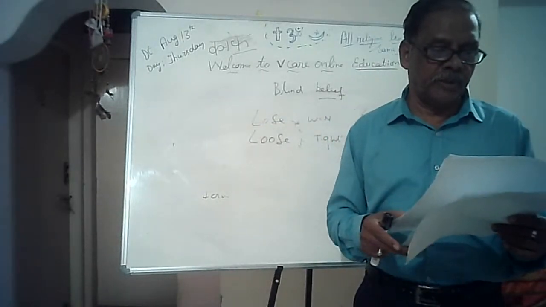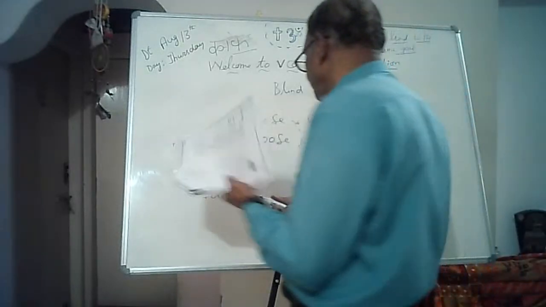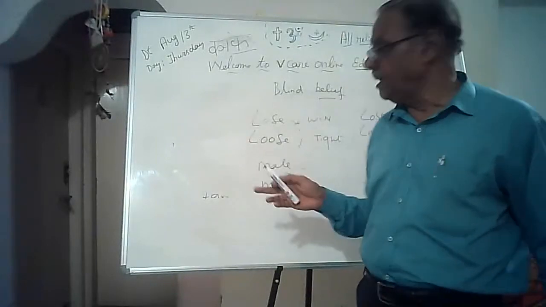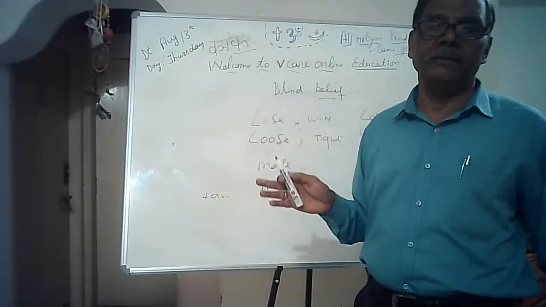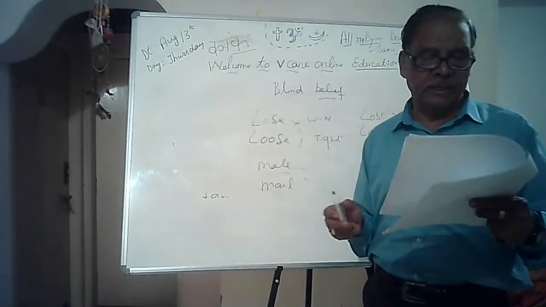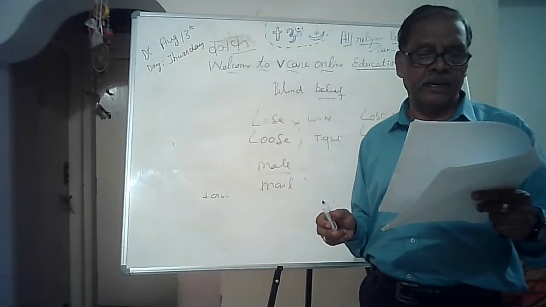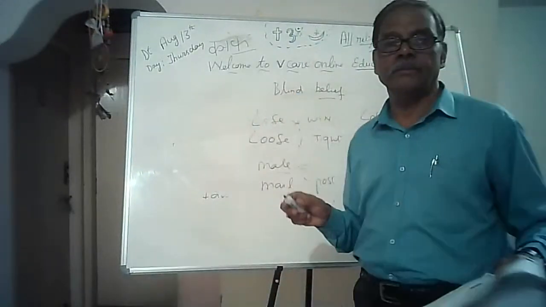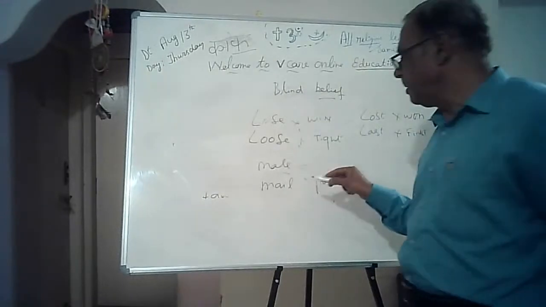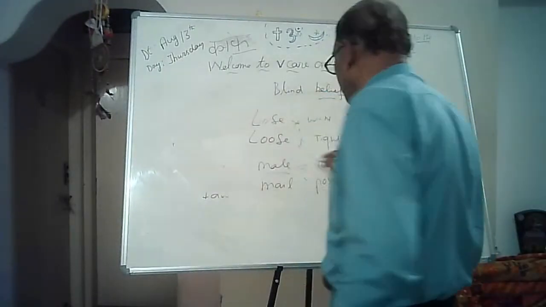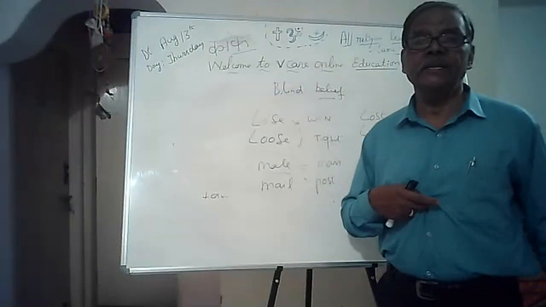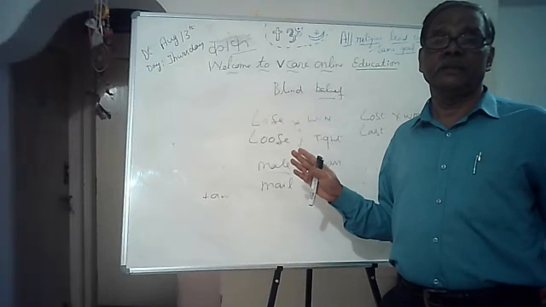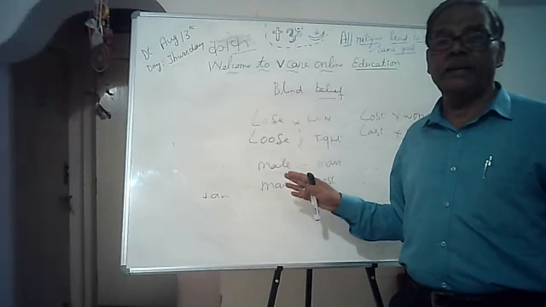Now coming to male and mail. M-A-L-E, male, female, masculine gender. M-A-I-L means send a mail. This is about information. M-A-I-L, post. This mail is post. This male means man. M-A-L-E is man. M-A-I-L is post. So, what is the difference? Spellings are different. M-A-L-E, M-A-I-L.